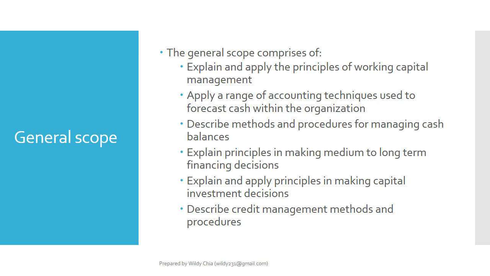So basically, the general scope has remained more or less the same since 2015. The general scope comprises of explain and apply the principles of working capital management. That's exactly the same like back then, right? Apply a range of accounting techniques used to forecast cash within the organization, describe methods and procedures for managing cash balances, explain principles in making medium to long-term financing decisions, explain and apply principles in making capital investment decisions. Finally, describe credit management methods and procedures. So the scope has more or less remained the same, and I've taken this right from the ACCA website, exactly the same.